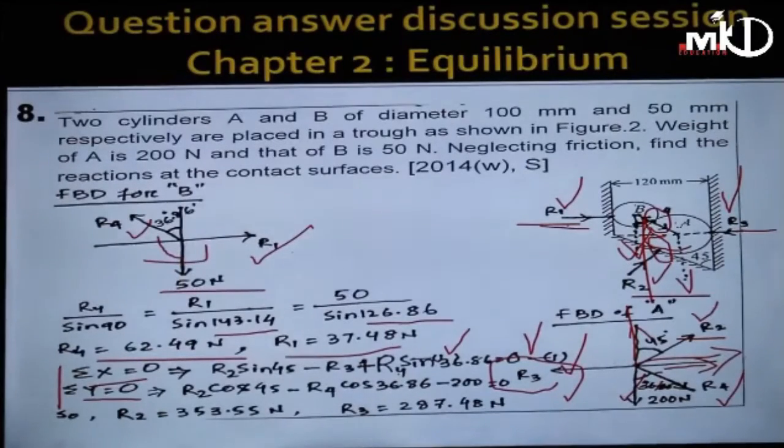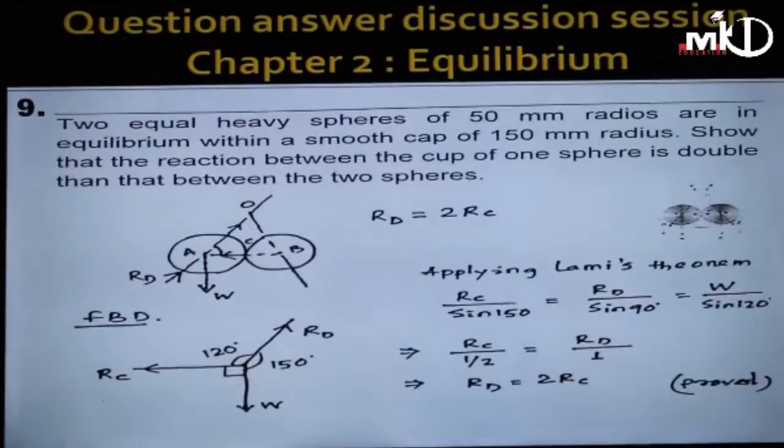And total y: R2 cos 45, then R4's cos 36.86 is in the negative y direction, therefore negative. And of course 200 Newton is the weight, so 200 minus 200 equal to 0. So now if we solve these two equations, we can find R2 equal to 353.55 Newton and R3 equal to 287.48 Newton, right? So now come to question number 9.